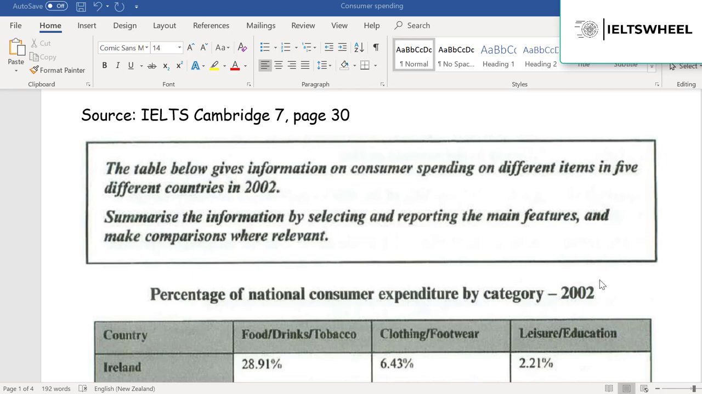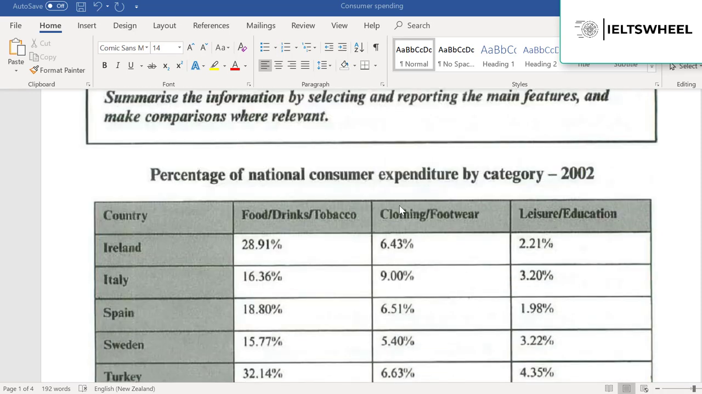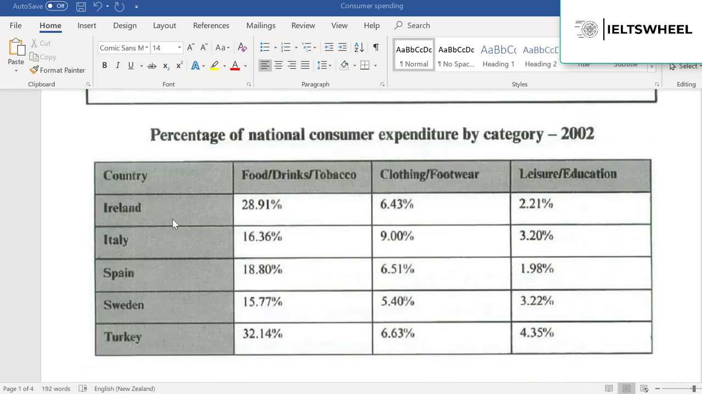The table below gives information on consumer spending on different items in 5 different countries in 2002. Summarize the information by selecting and reporting the main features and make comparisons where relevant. Okay, here we have the percentage of national consumer expenditure by category, 2002, and we have several countries here: Ireland, Italy, Spain, Sweden, Turkey, and then we have several products here such as food, drink, tobacco, clothing, footwear, leisure, and education. So we have just to focus on similarities and differences in some figures which are similar.